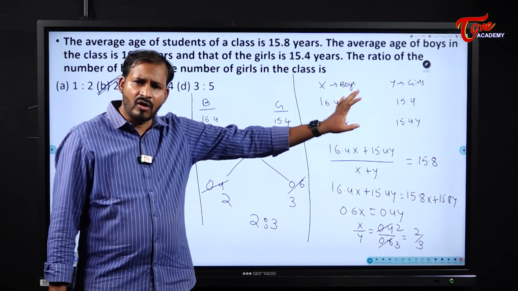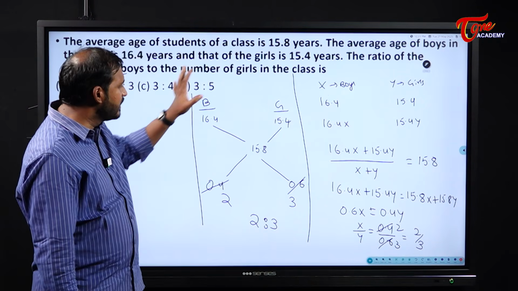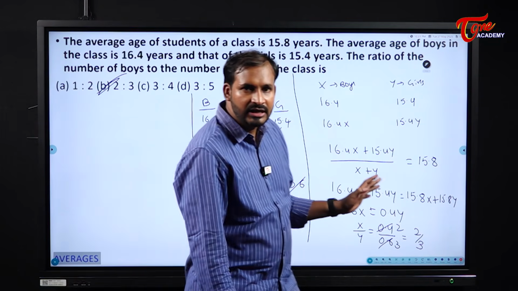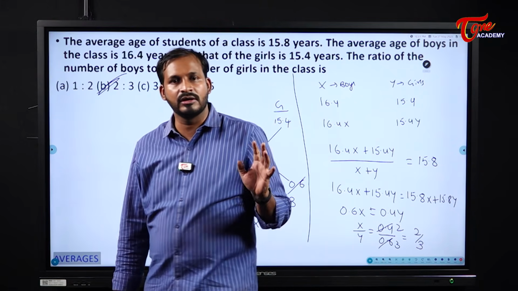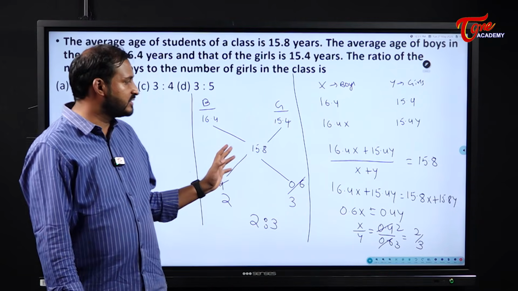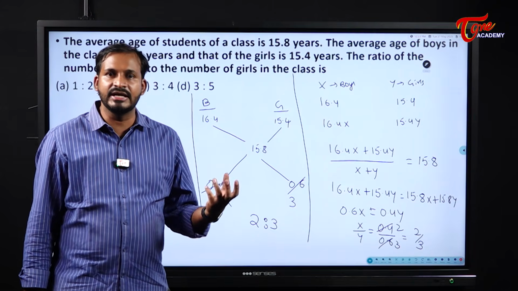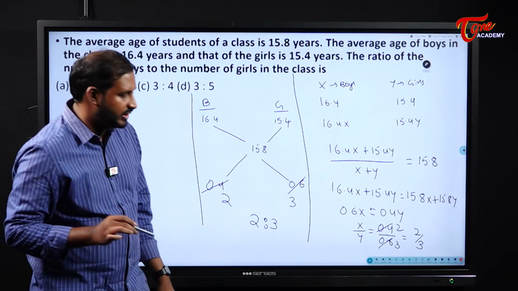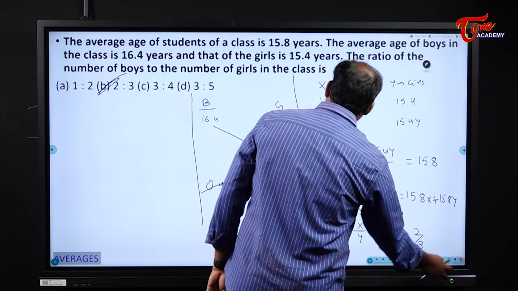But always whenever you see this type of problems, please try to solve them with the help of the allegation rule. That is the best method to solve the problems. With the help of the allegation rule, we will get the answers very quickly and easily. So here the answer is 2:3. Now we will see the next question.